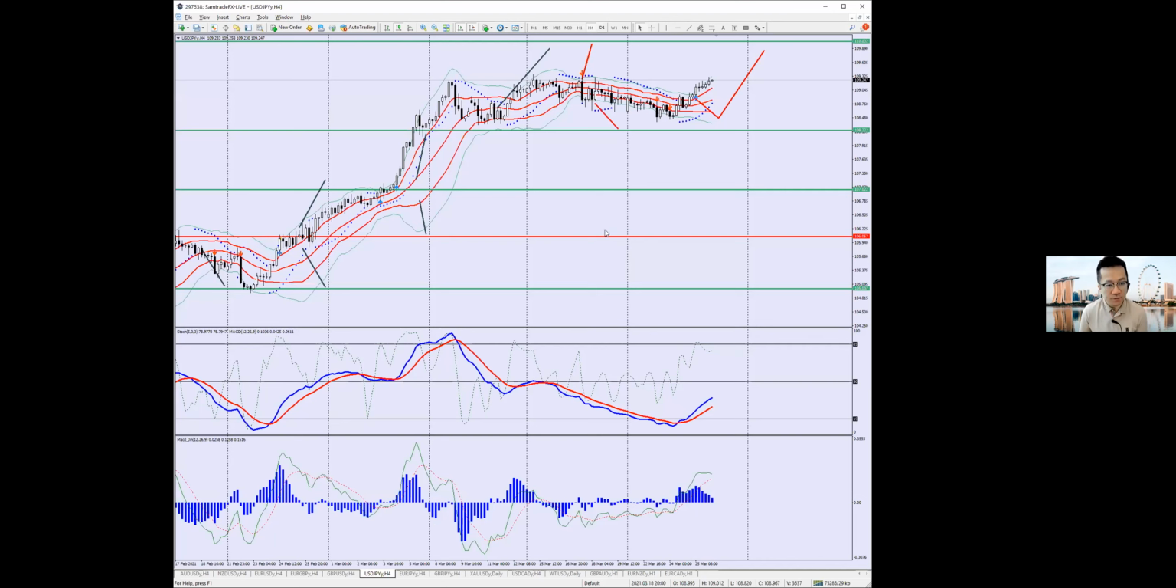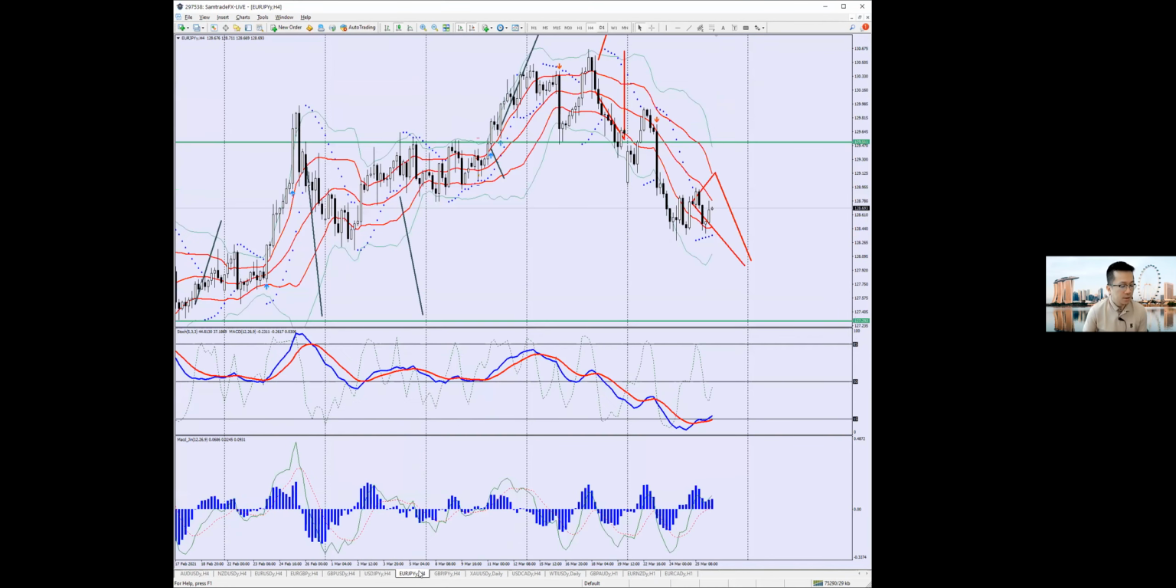US yen on H4 didn't retrace as much as we expected, but it does look like it's broken or it's trying to break that 109.20 level. I think it might retrace a bit now at this point as it's done over the past couple of weeks, but we're still looking for that 110 resistance level to come back into play.